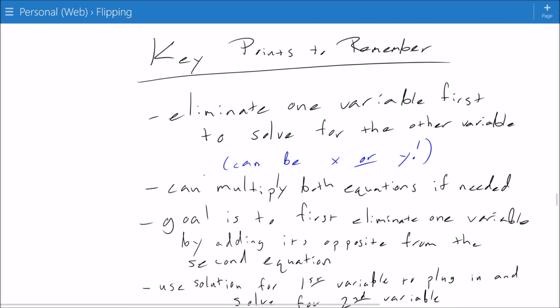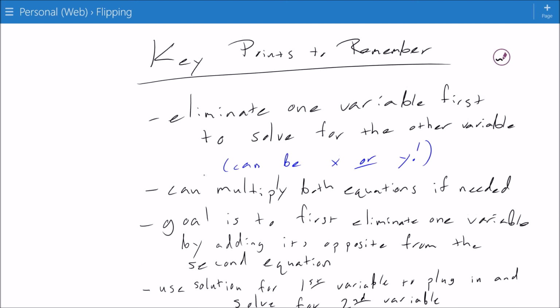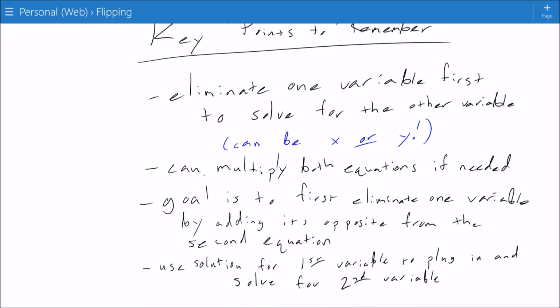Okay. A few things to remember. First, eliminate one variable first to solve for the other variable. That can be x or y. In this particular video, I've eliminated x just to make some very clear examples, but it's certainly fair to eliminate y if that looks like that's going to be the shorter, more efficient, or easier route to take. It really doesn't make a difference. Your solutions should only be one set that will work in any case.